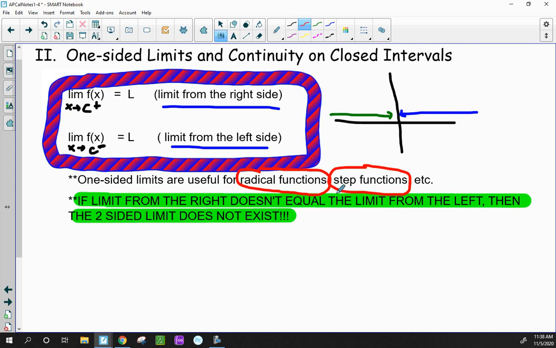But the green part's super important. If the limit from the right side does not equal the limit from the left, then the two-sided limit does not exist. So in other words, if I give you a picture and on the right side you're getting, I don't know, 3 as an answer, and then when you look at it from the left side, the y values are approaching 2, when those answers are different, then overall the limit does not exist.